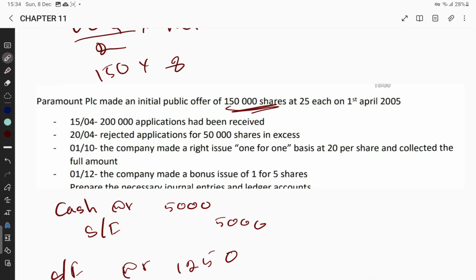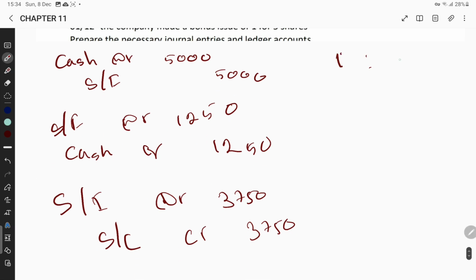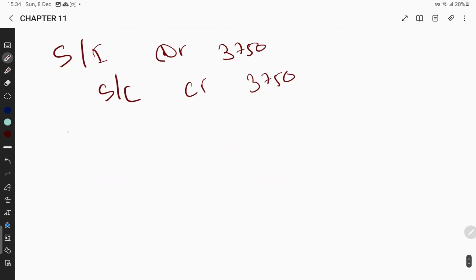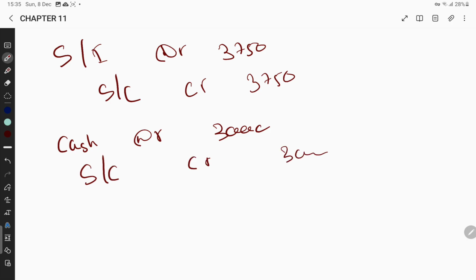Because we have 150,000 shares in issue, they have the right to buy 150,000 shares. So 150,000 into 20. 1:1 means 150,000 shares in issue, so they have the right to buy 150,000 shares. For a rights issue, we are getting the money, so the cash account gets debited 3 million and stated capital gets credited 3 million.